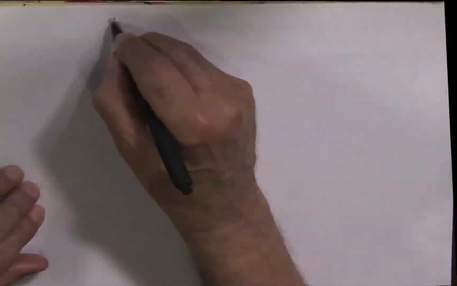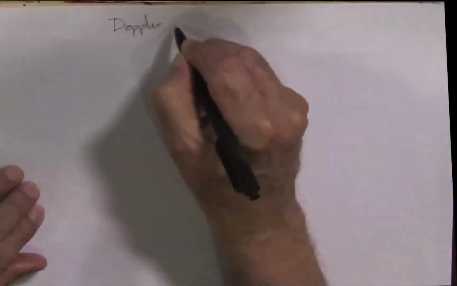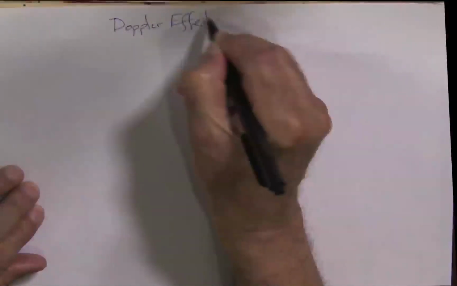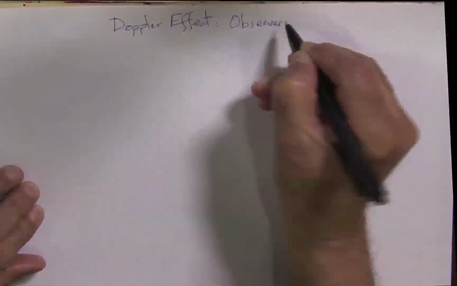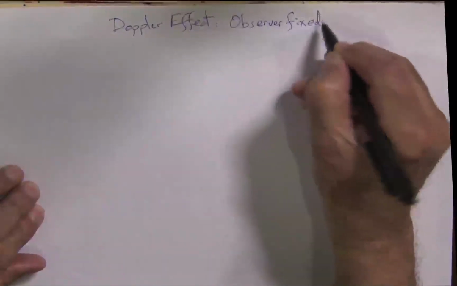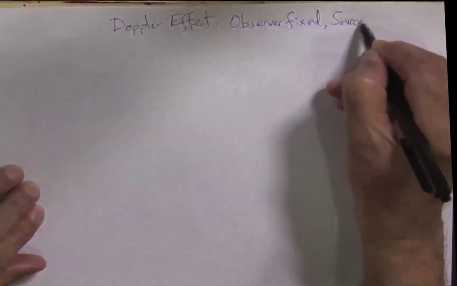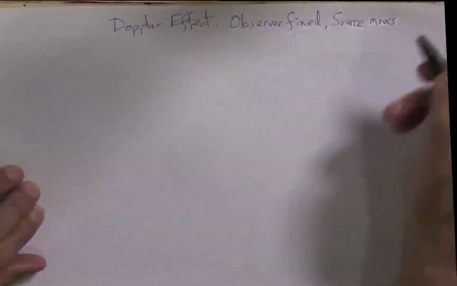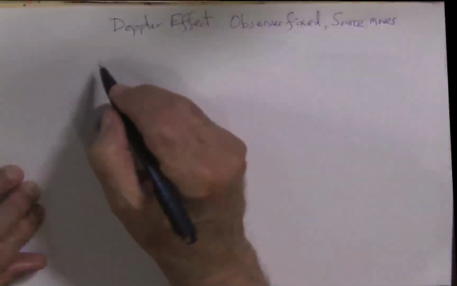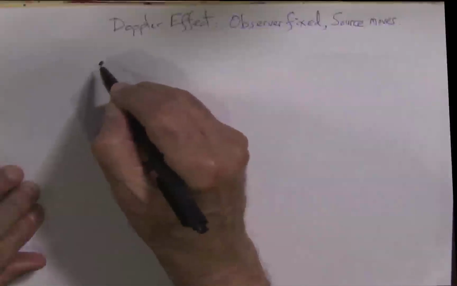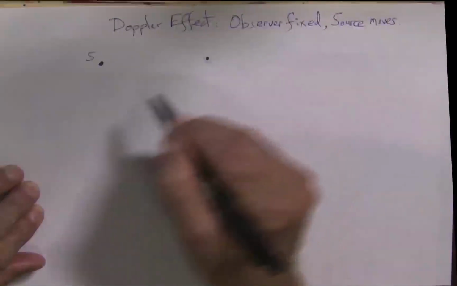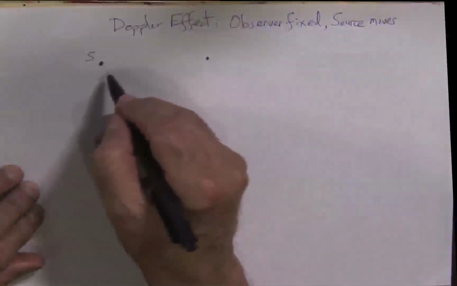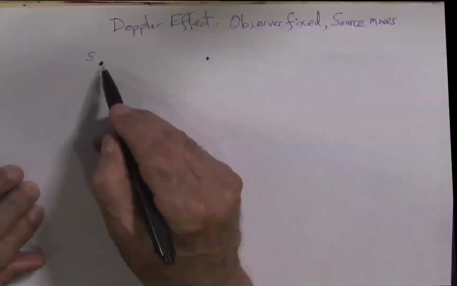Well, now let's take the second case of the Doppler shift again. And in this situation, what I will do is take the observer to be fixed and the source to move. Now, this is going to be a little different. So, again, we have a source, S, and here is the observer. And this is emitting waves separated in time by t.